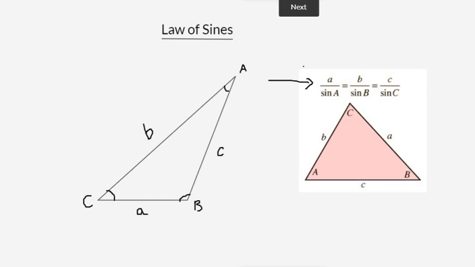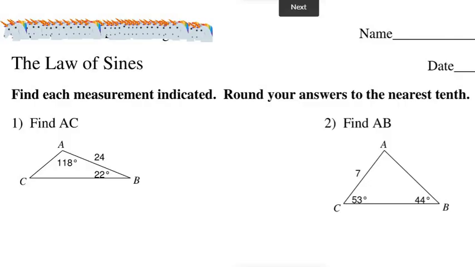Now I'm going to show you an example or two on how we can apply the law of sines to figure out a missing side. Here we have a question. Number 1 says find AC. Let us try and label this triangle in that format. The side AC is opposite to angle B, so let's label this as small letter b. Let's call this side b.